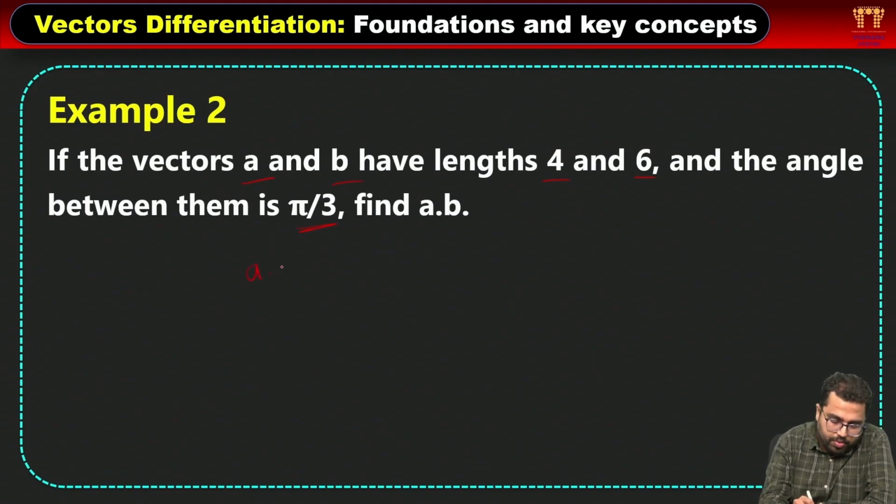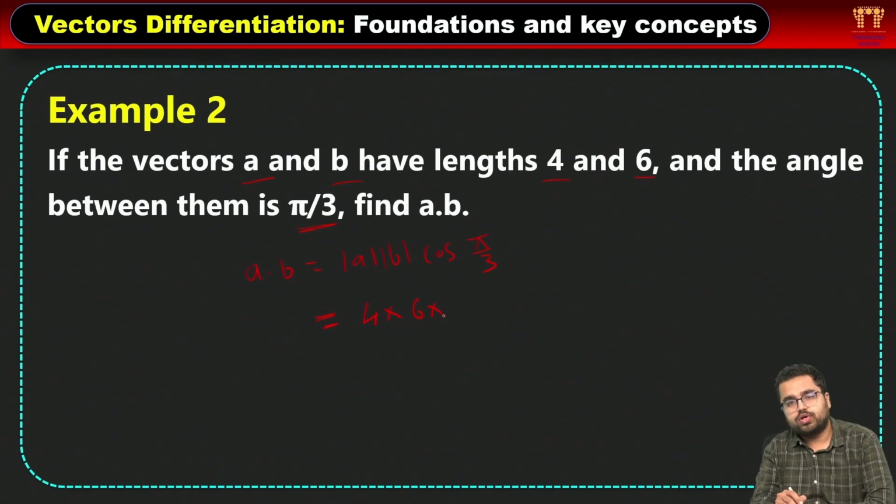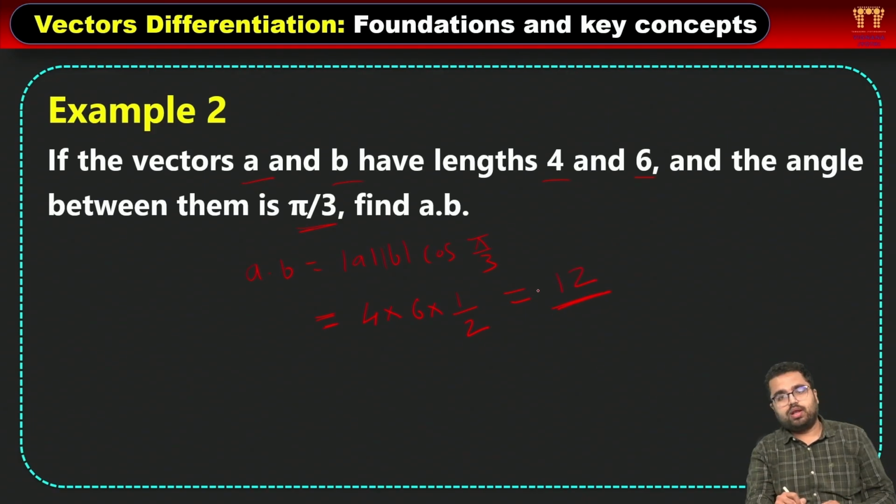So what is A dot B? A dot B is nothing but mod A into mod B into cos of theta, which is pi by 3 here, cos of pi by 3. So what is the length of A? Length of A is nothing but mod A, which is 4, into what is mod B? 6, into cos pi by 3. You know very well, cos pi by 3 is nothing but 1 by 2. So what you will get? So this is 2 into 6, which is nothing but 12. So A dot B is nothing but 12.